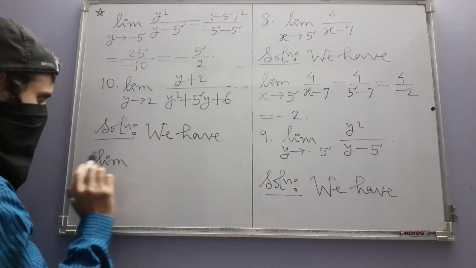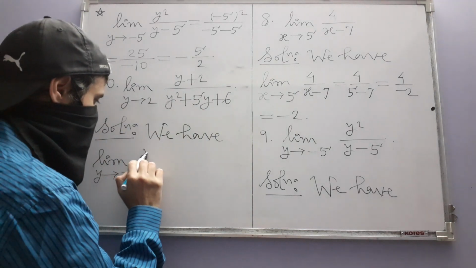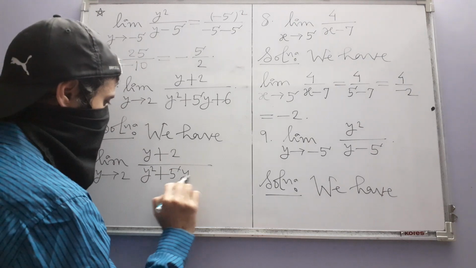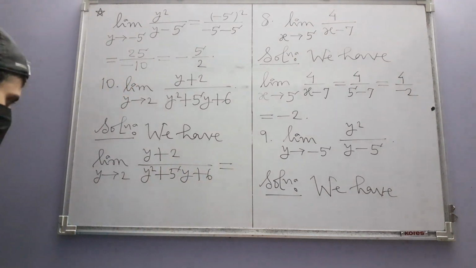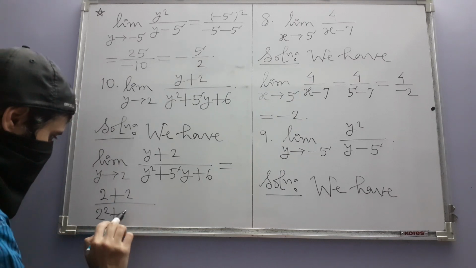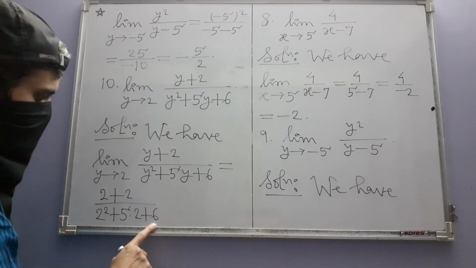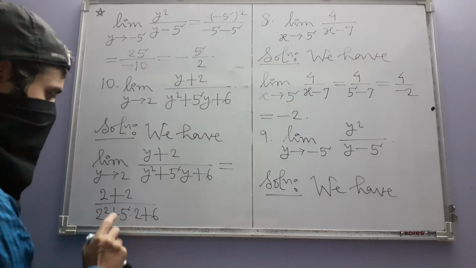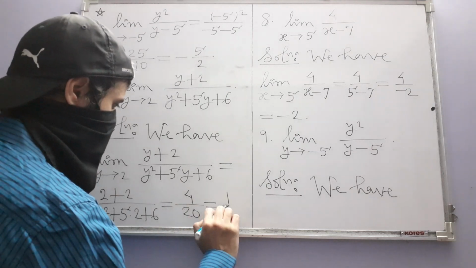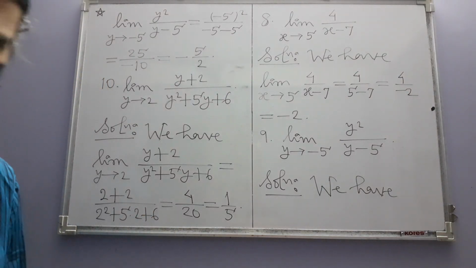To find the actual value, of course, we will have to know what this becomes. Y square plus 5y plus 6. So this gives us what? 2 plus 2 over 2 square plus 5 times 2 plus 6. So 4 plus 6 is 10, another 10, so 20 in the denominator, and in the numerator 4. So after cancellation you get the answer 1/5, 1 divided by 5.